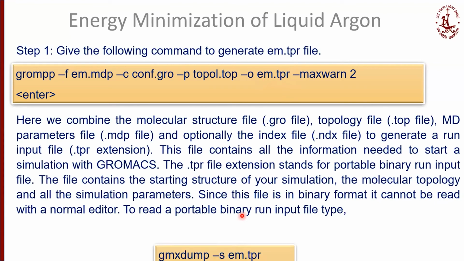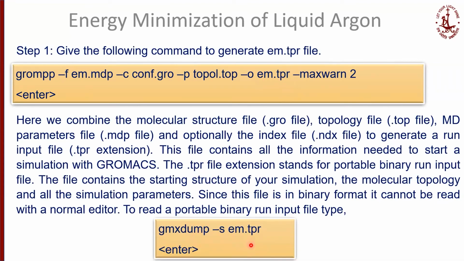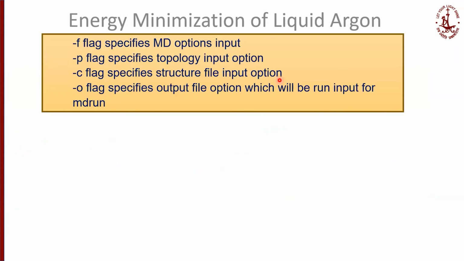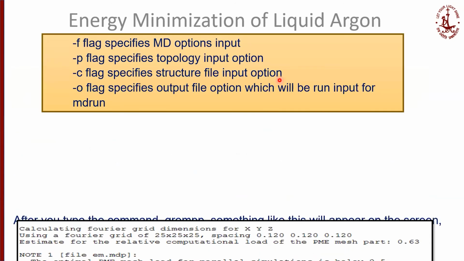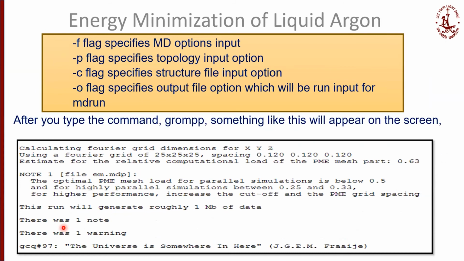You have to type out gmx dump -s em.tpr. Using this command, it will display on the screen itself what and all information is contained. It is basically a combination of all these three files together. Once you have generated the TPR file, this is how you will get it. This will generate roughly 1 MB of data like this.